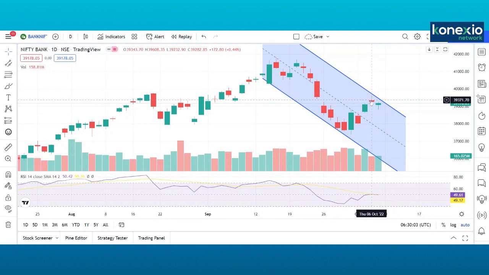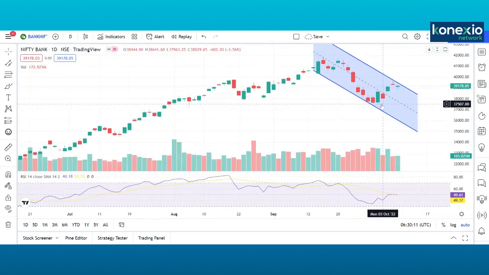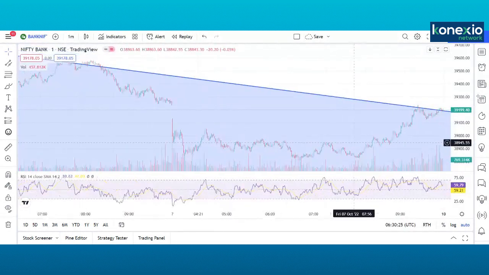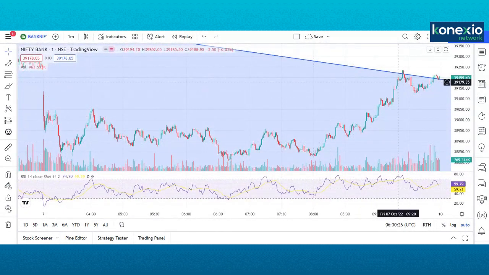Even on Thursday, it was some sort of cool off, but on Friday it went down and just closed about the opening mark. So this is some sort of strength which Bank Nifty showed us on Friday. You will see a 1 minute chart, so we will have a clear view. You can see throughout the day, this is Friday's chart.